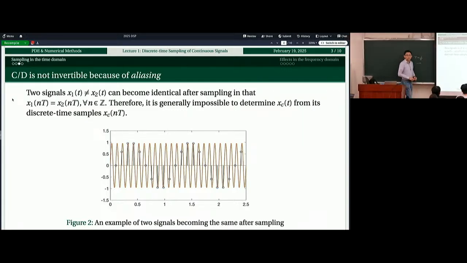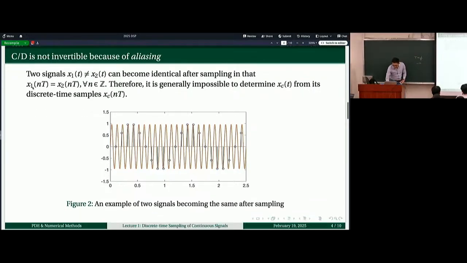Typically, aliasing is something to avoid, and we will talk about that. We don't want this to happen. But unfortunately, if it happens, then there's no way we can tell whether the signal is high frequency or low frequency after sampling. There is ambiguity.